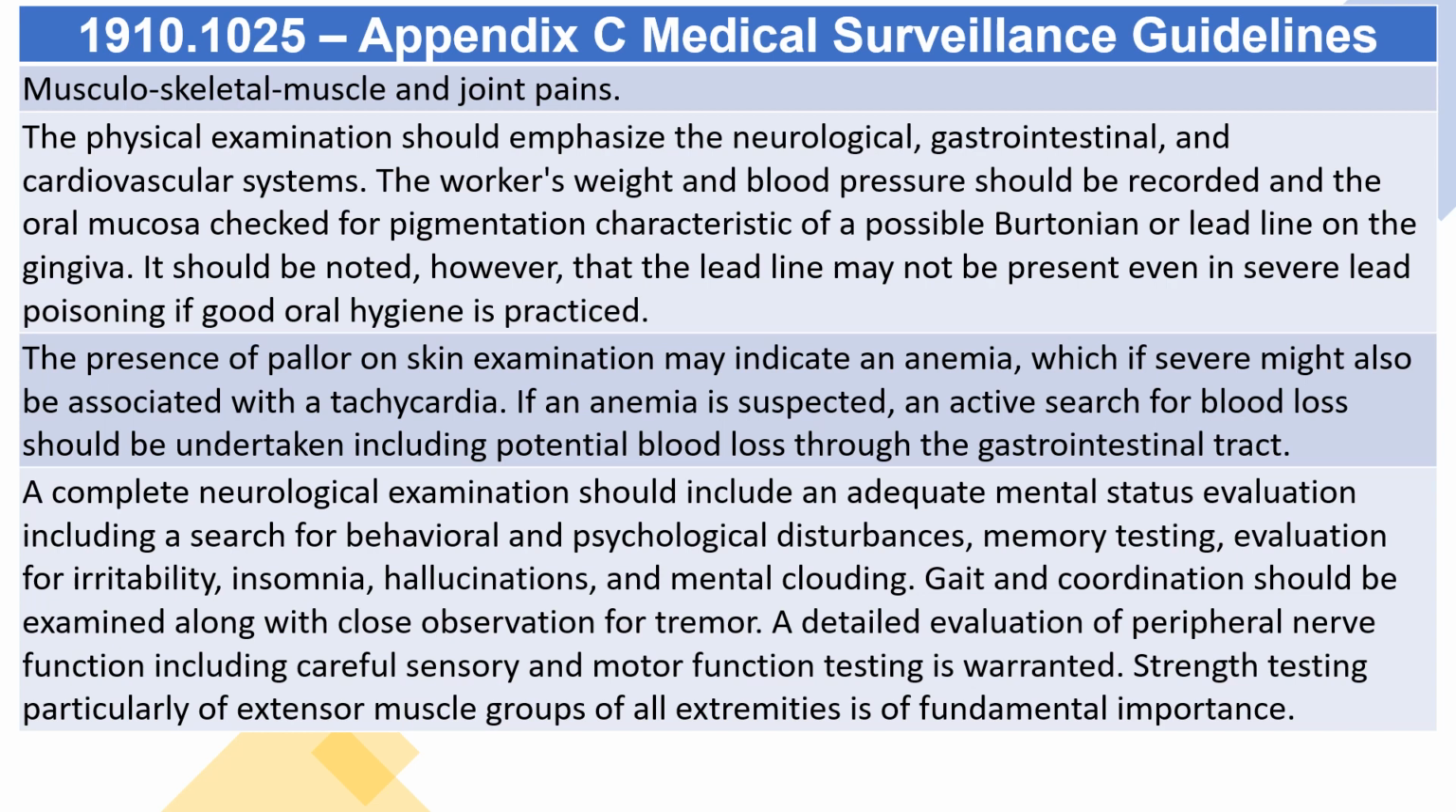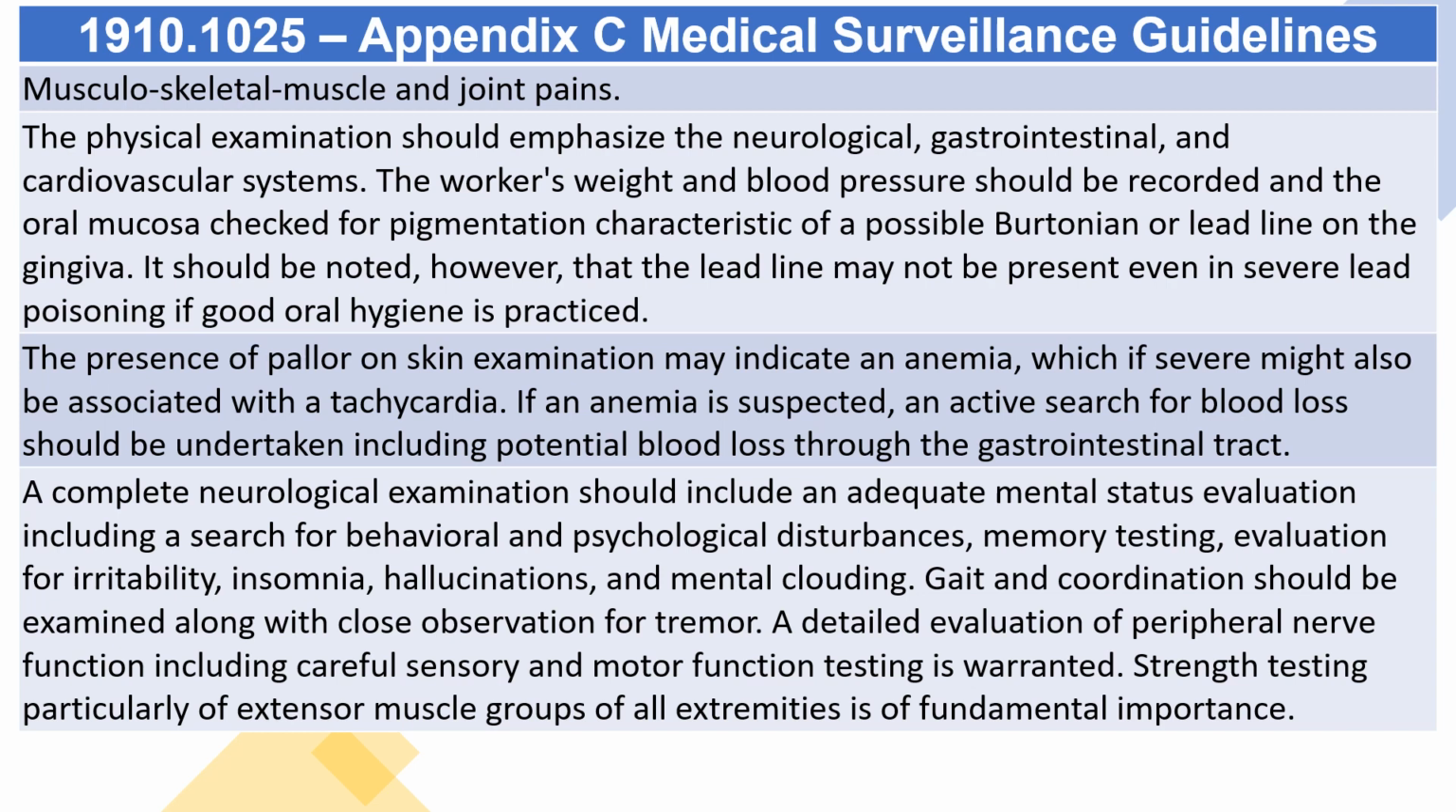The physical examination should emphasize the neurological, gastrointestinal, and cardiovascular systems. The worker's weight and blood pressure should be recorded and the oral mucosa checked for pigmentation characteristic of a possible Burtonian or lead line on the gingiva. It should be noted, however, that the lead line may not be present even in severe lead poisoning if good oral hygiene is practiced. The presence of pallor on skin examination may indicate an anemia, which if severe might also be associated with a tachycardia. If an anemia is suspected, an active search for blood loss should be undertaken, including potential blood loss through the gastrointestinal tract.